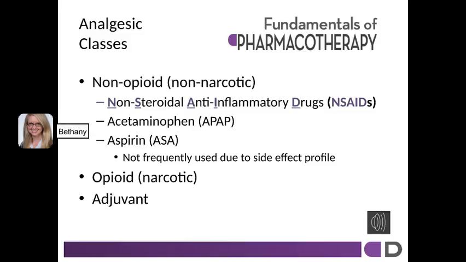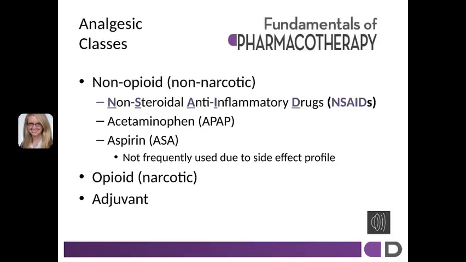So breaking down these categories of analgesic classes a little further, you have your non-opioid or non-narcotics, and this includes your non-steroidal anti-inflammatory medications, and these are your ibuprofens and naproxen. And then you also have acetaminophen, which is Tylenol, or aspirin, which is sometimes called ASA. Aspirin is generally not a preferred method for pain relief because of the side effect profile, but some patients do like to use it and find relief from it.